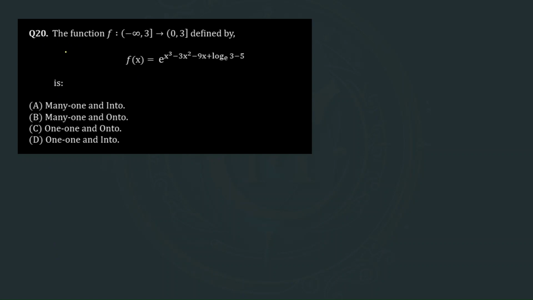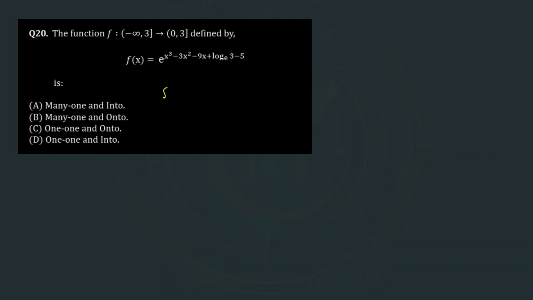So this is question number 20 of this mock paper. It says the function f is defined on this interval by this expression. We have to classify the nature of this function, whether it is one-one or many-one, and into or onto. So we know that the function can be one-one when the function is either monotonically decreasing or monotonically increasing. So first we have to check the nature of the derivative of this function.